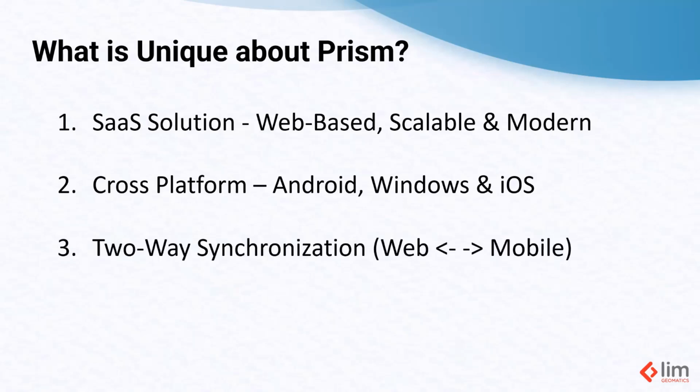Prism gives you that two-way synchronization. What this really means is that you do your planning work on the web in the office, but just through a few mouse clicks, those cruise jobs are available on the mobile side of things.